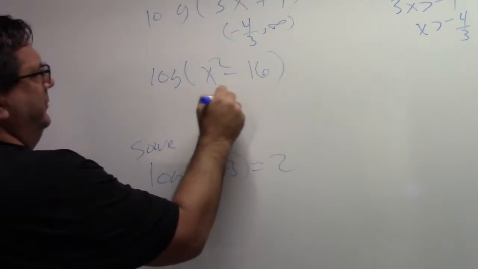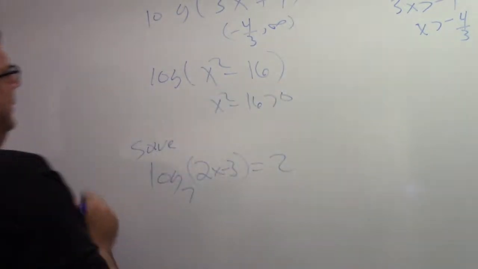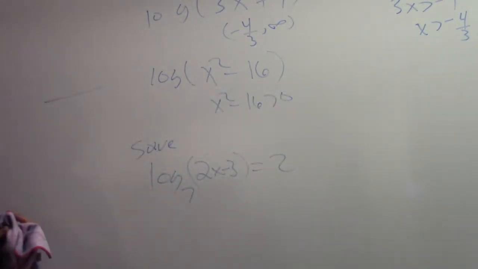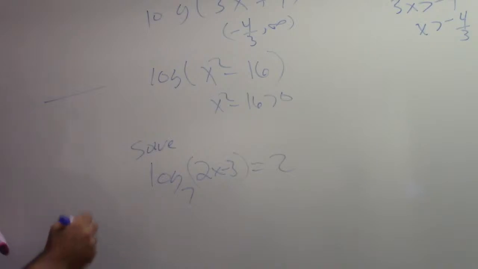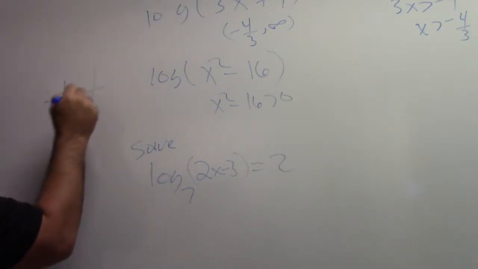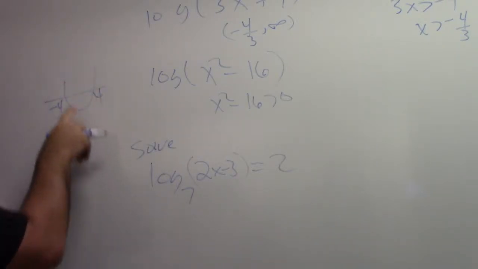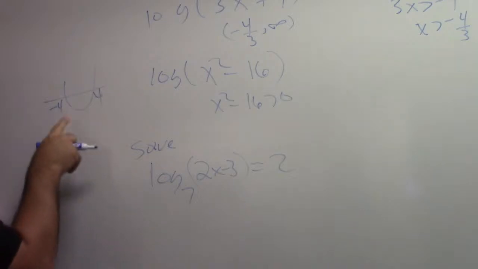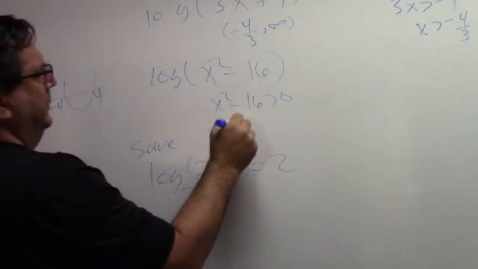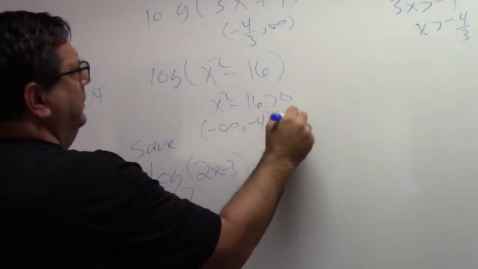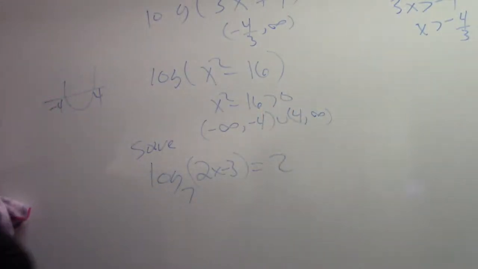x squared minus 16 is greater than 0. What's the difference between two squares? Is that a difference of two squares? Yeah. I just realized that. So that's -4 and 4. Parabola concave up. We want greater than 0. Negative infinity to -4, union 4 to infinity.